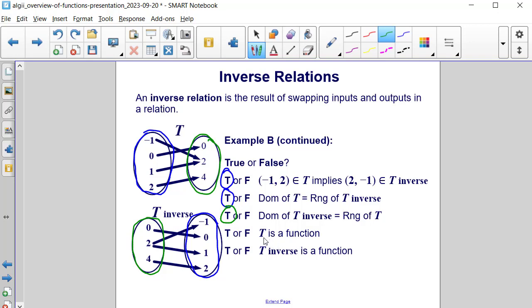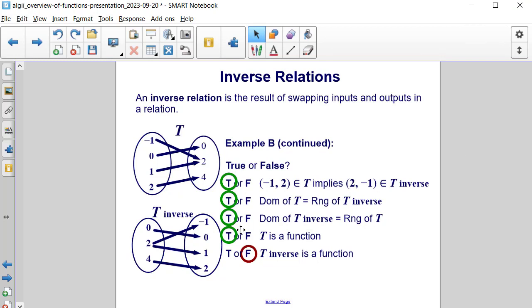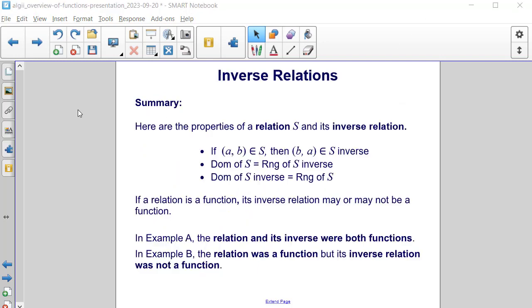True or false? Relation T is a function. For every single input, you have exactly one output. That is also true. Now let's look at T inverse. T inverse is a function. This one is going to be false, and the reason that it is false is because 2 maps to both -1 and +1, making it not a function. And here are the solutions to this example, and they do match the solutions that we found. The first 4 were true, and the last one was false.